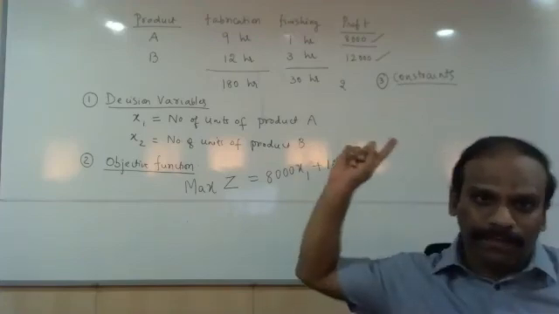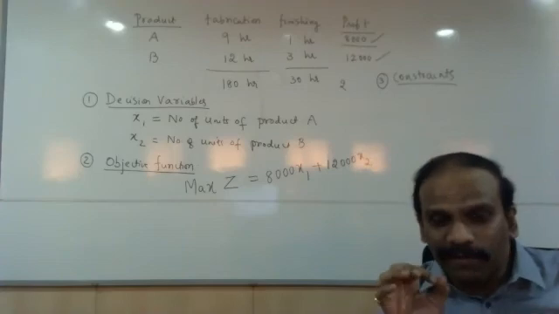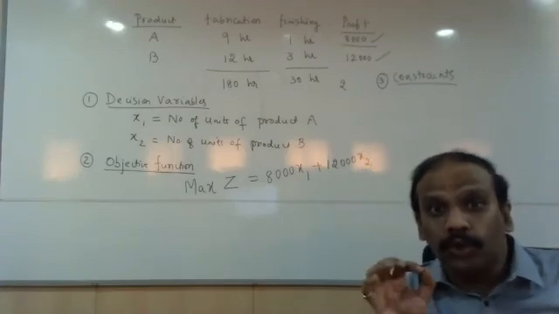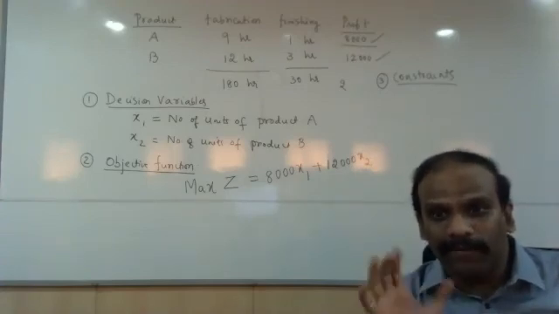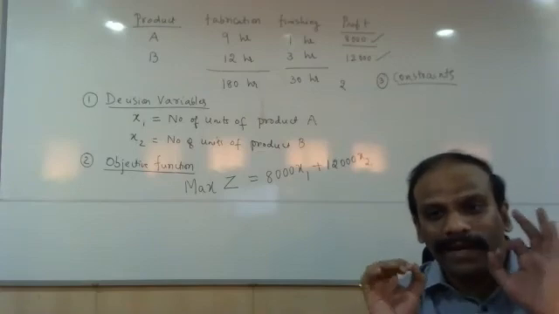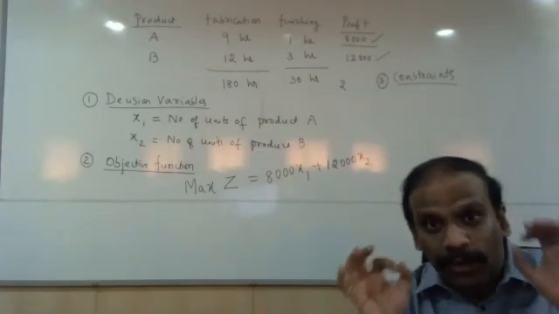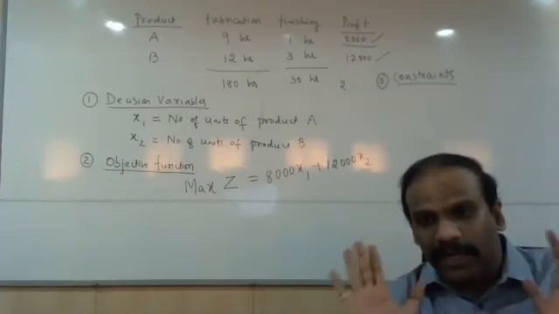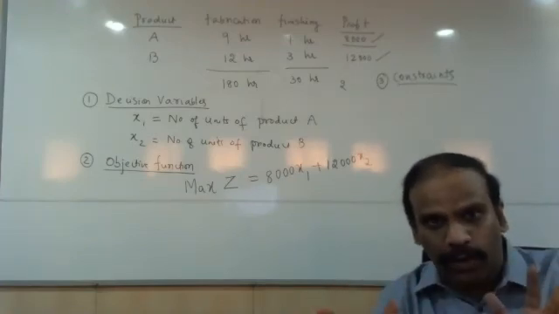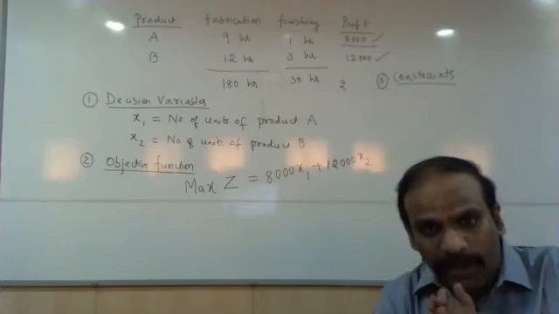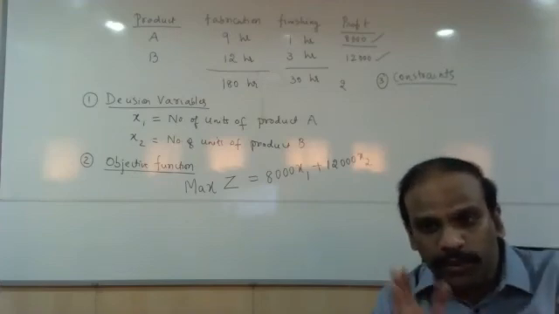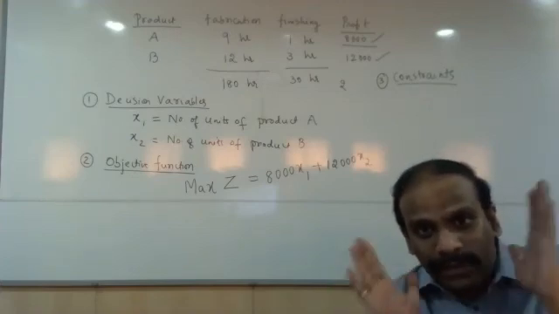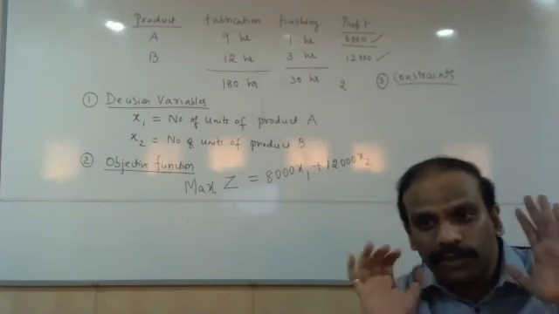Please look at your table. Because they have given very clearly that the total fabrication time available to you is only 180 hours, and the total finishing time available is only 30 hours. That means whatever I manufacture, my entire fabrication work should be completed within 180 hours. Within 30 hours, all my finishing work should be completed.